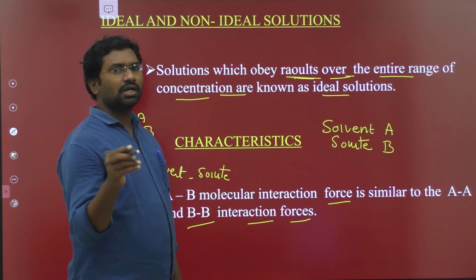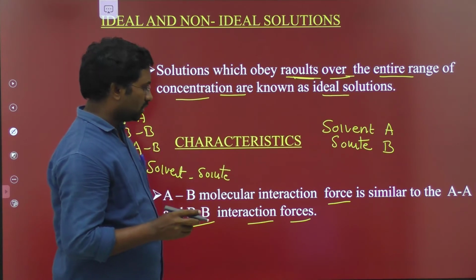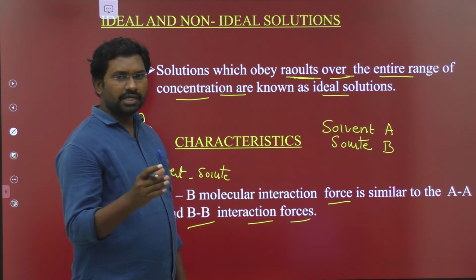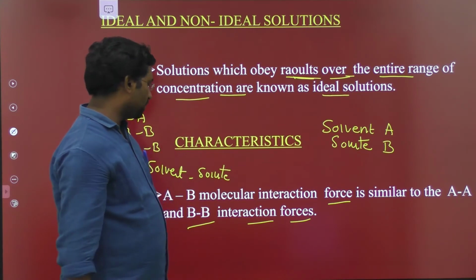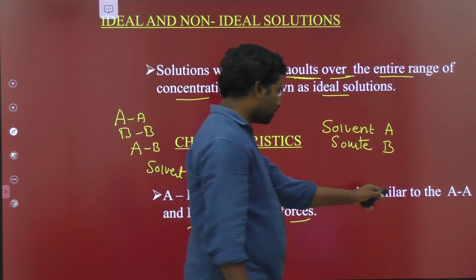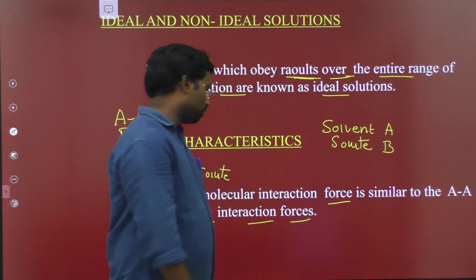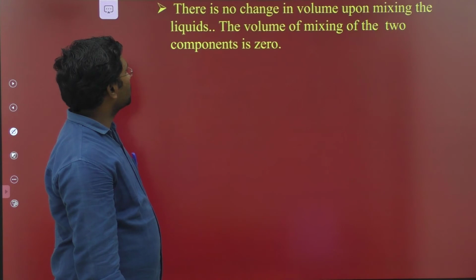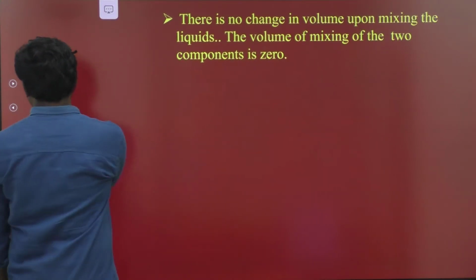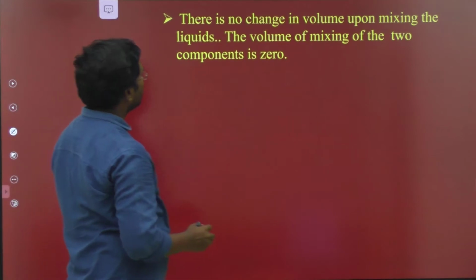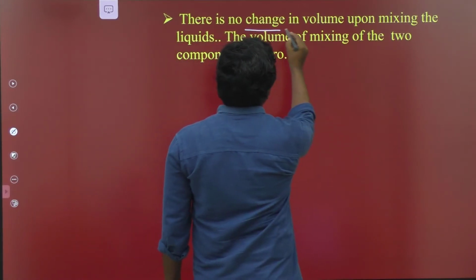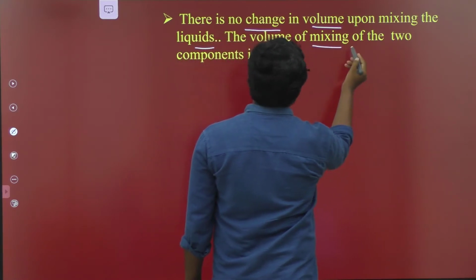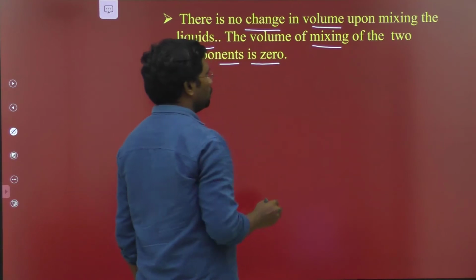So this is the first general characteristic of an ideal solution, that is, the AB interaction is equal to the AA and BB interactions. It is nothing but the intermolecular forces between the solvent and solute being similar to the solvent-solvent and solute-solute interactions. The next characteristic property is that there is no change in volume upon mixing the liquids. The volume of mixing of the two components is equal to 0.